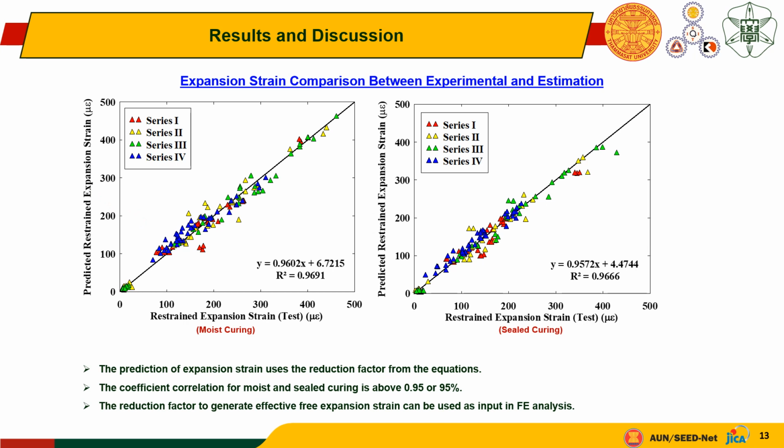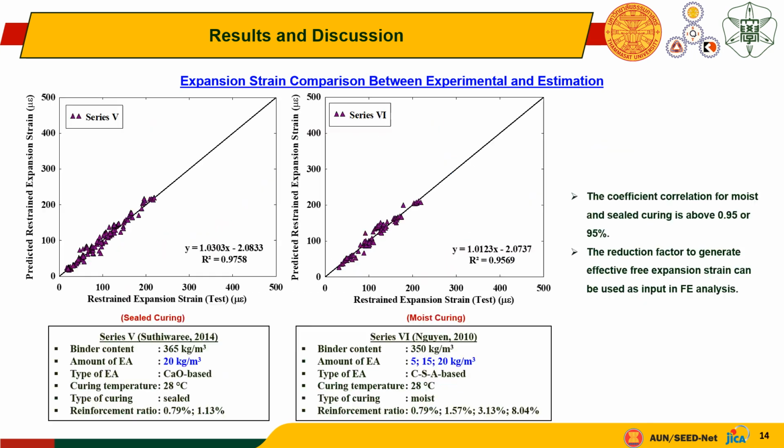However, we also try to apply the result to other researchers' data. So here, we try to predict the restraint expansion strain with this data, and we can see that the correlation is also high, more than 0.97. And for another research on moist curing, the correlation is also high, 0.95.